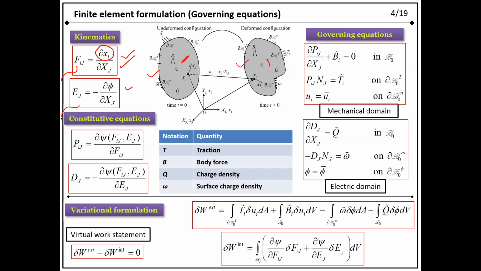Also, from here you can see that this body is subjected to mechanical load, that is, we are going to apply a surface traction, and it is also subjected to a surface charge, that is, electrical loading. At the surface, it is also subjected to a potential difference. This is how we relate the coordinate of a material point in the undeformed configuration to the coordinate in the deformed configuration.